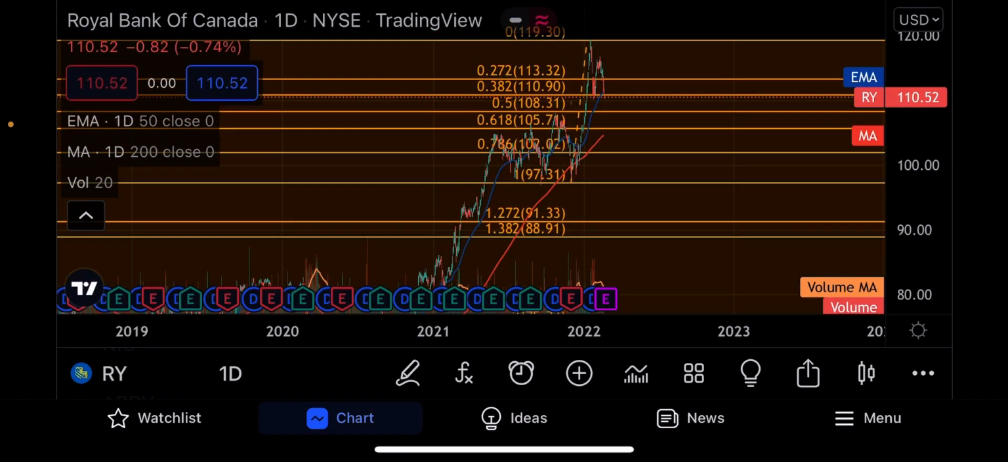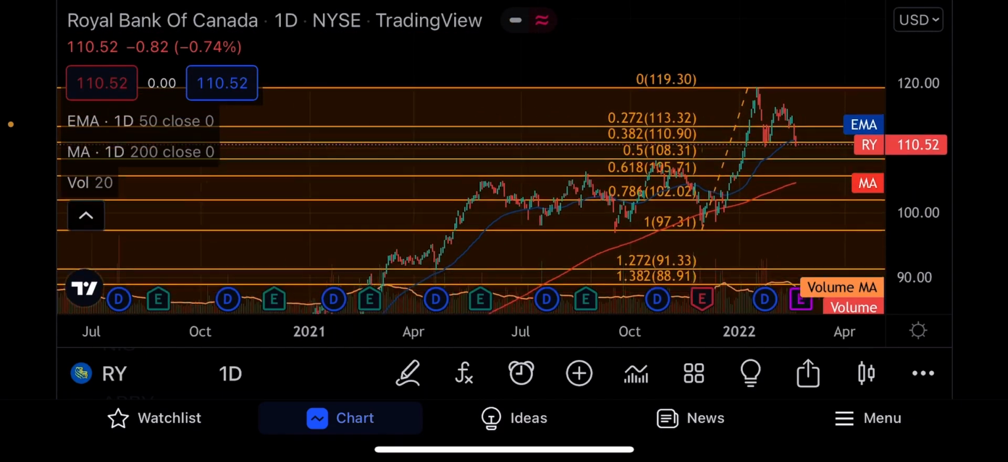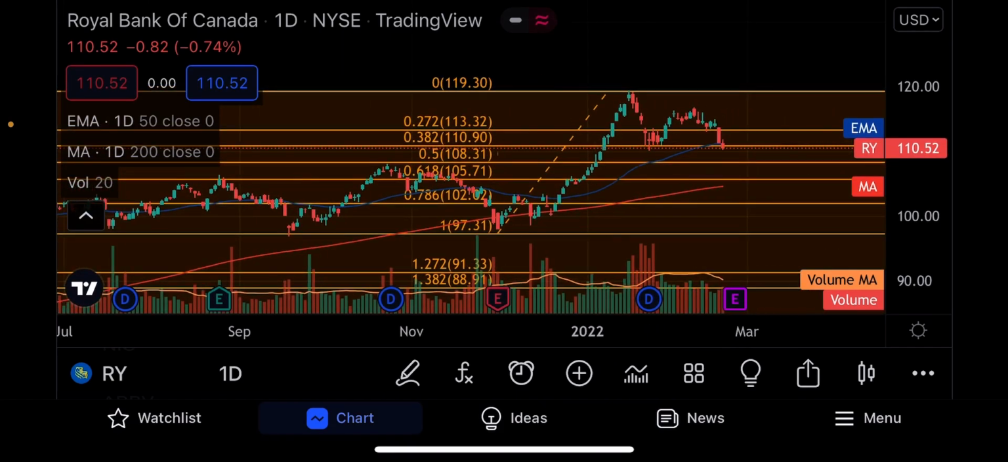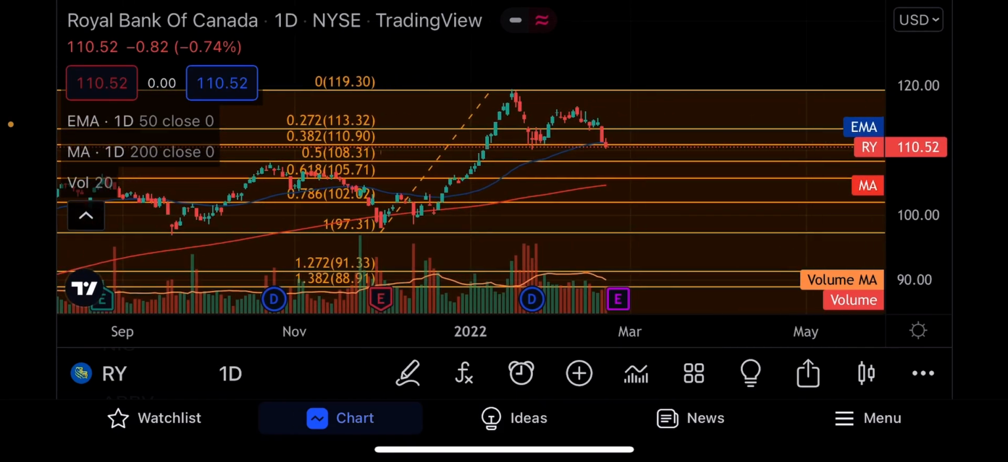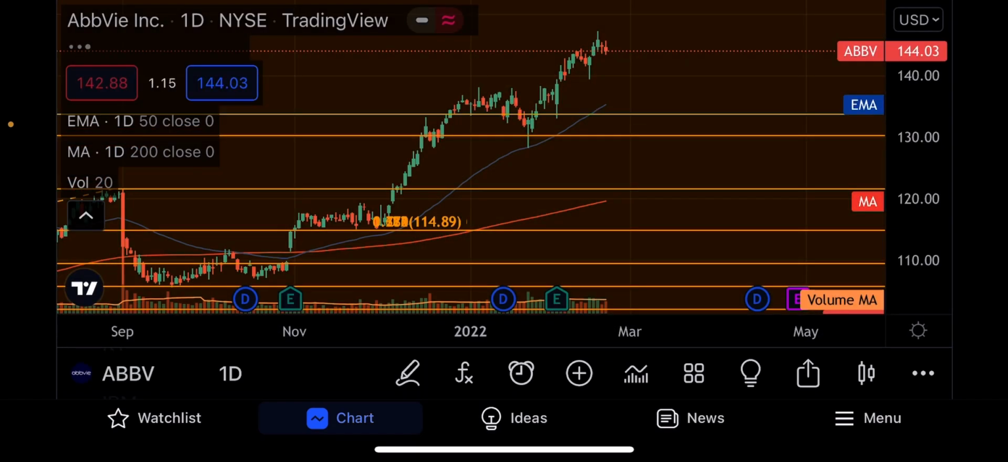I'm going to forget about NEO. Looking at the bank sector, Royal Bank is always a good one to follow. And that's got a 4-point-something% dividend. And those Fibonacci's are pretty tight. Abbott is just on a tear higher.